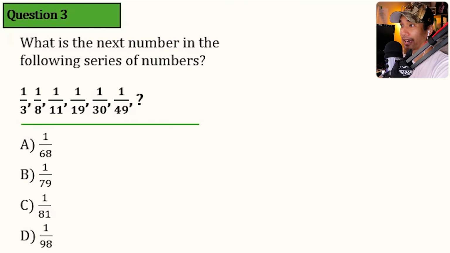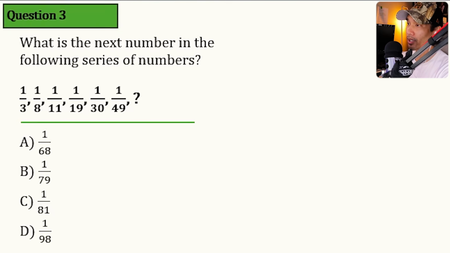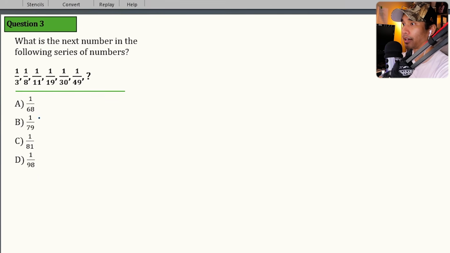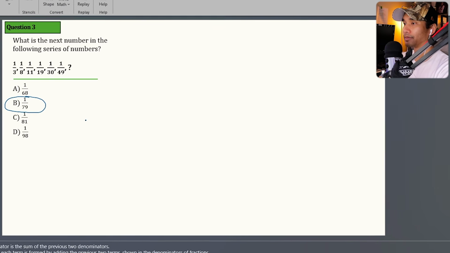You're going to notice these patterns, or I'm telling you to identify these patterns. Okay? 3 plus 8 equals 11. 8 plus 11 equals 19. 11 plus 19 equals 30. And so on and so forth. Now the next number in the series is 30 plus 49 equals what? We could do that in our head. That is 79. 1 over 79, which is B.